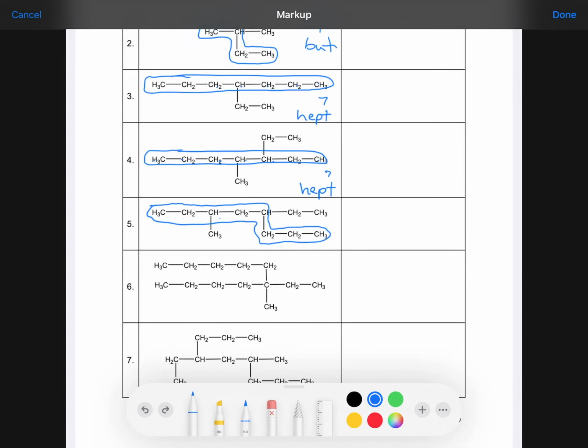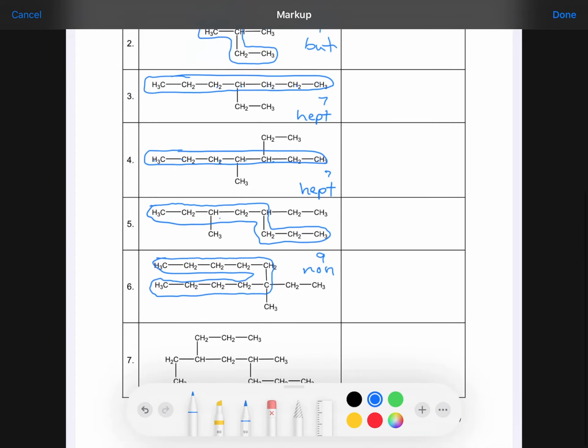On this one, this is a bit tricky. The longest continuous chain: what most people usually do is they'll circle this and say, oh, this is my longest continuous chain, but that's not right. It does wrap around like this, so that one is really tricky. So we have 1, 2, 3, 4, 5, 6, 7, 8, 9. So the prefix for 9 is non.